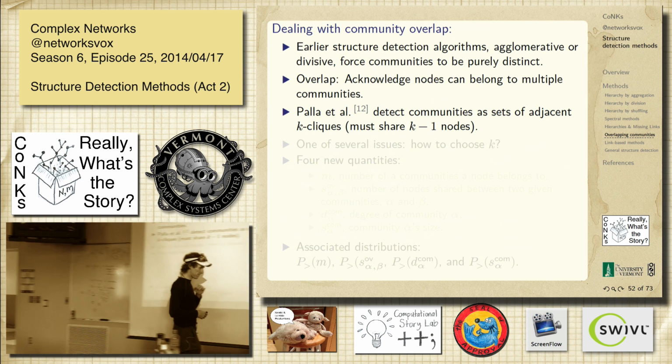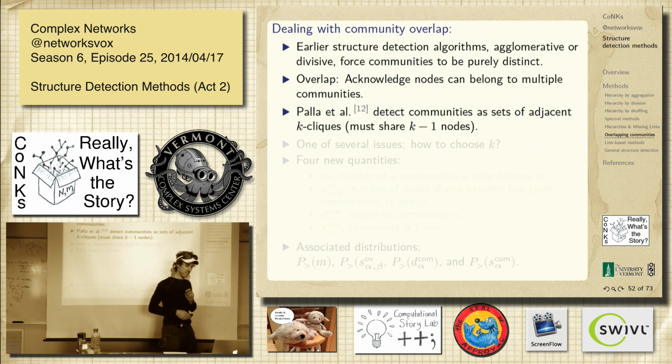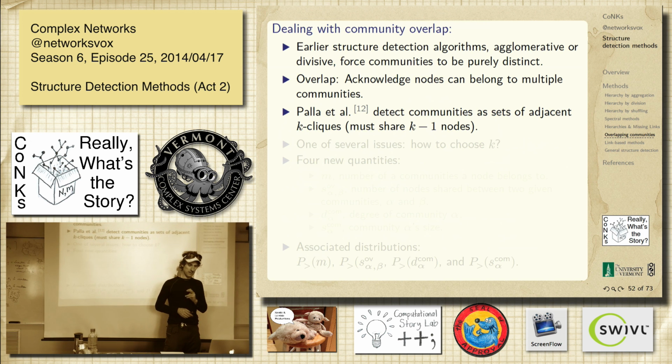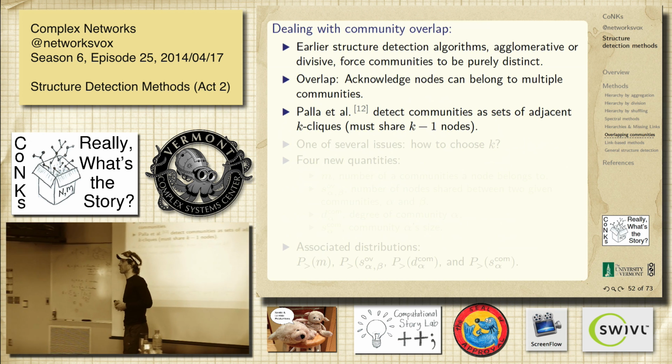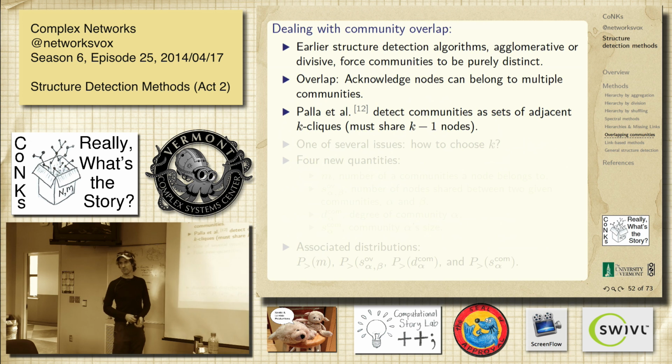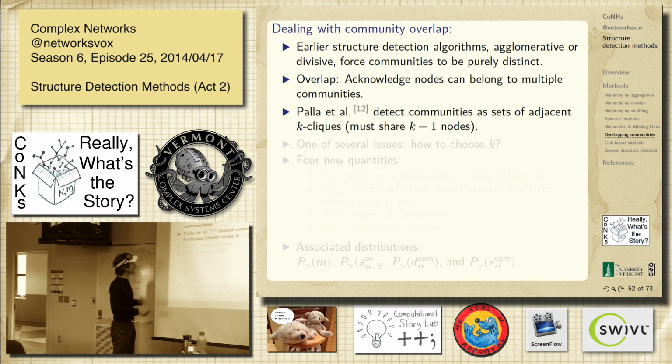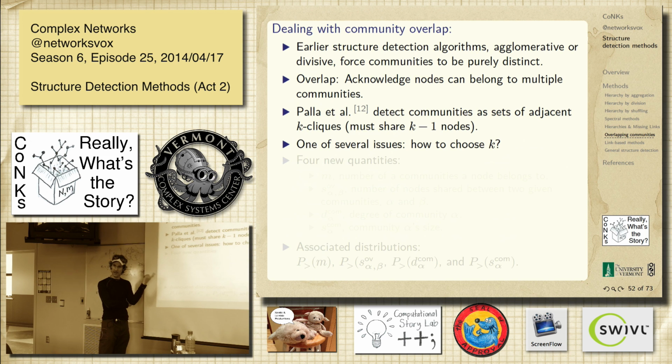Okay, so in a way they're not really... so it must share K-1 nodes. The main story here is they're trying to get at the overlapping thing. This is a little simplified, but the clique idea. Of course, so how do you choose K?